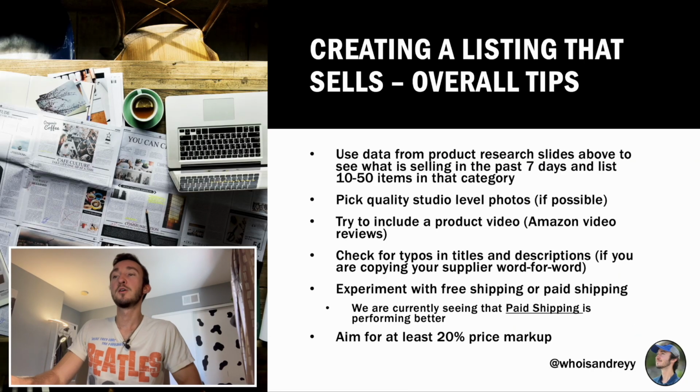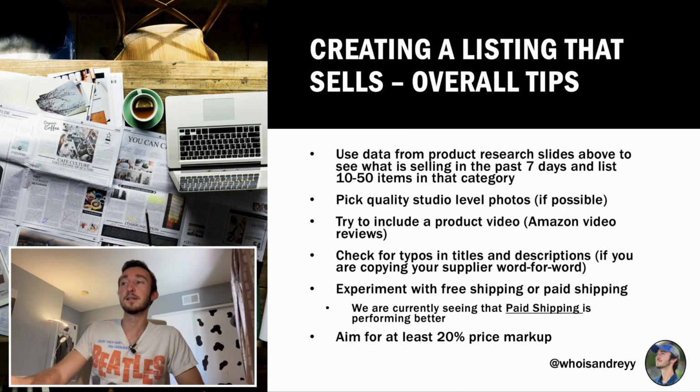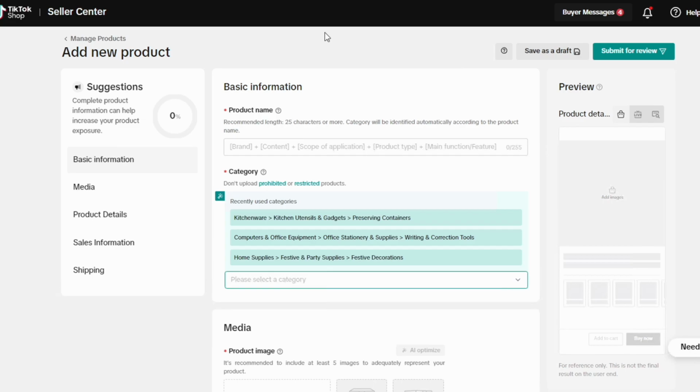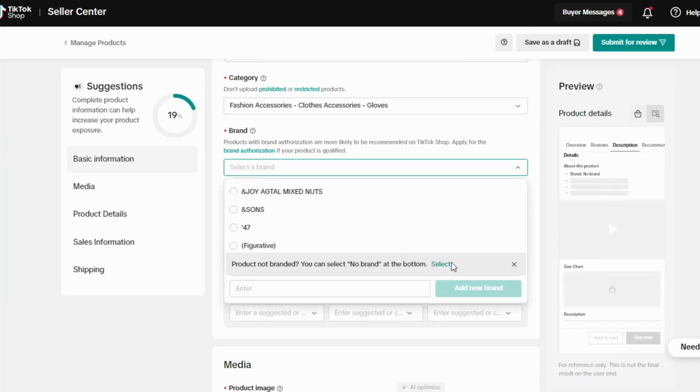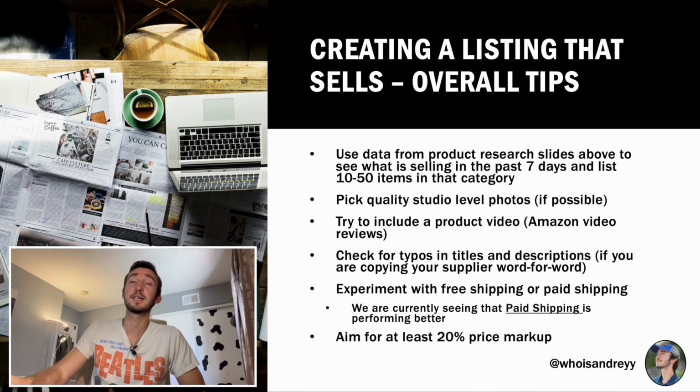Okay, now creating a listing that sells. You know that these are going to be overall tips. On Udemy, I have a live video where I'm creating a listing from scratch, but I don't think it's really necessary to do a live video because I can tell you the exact same thing that's going to be shown in the live video.